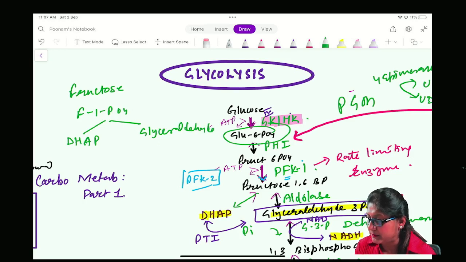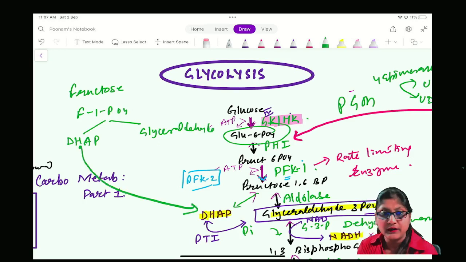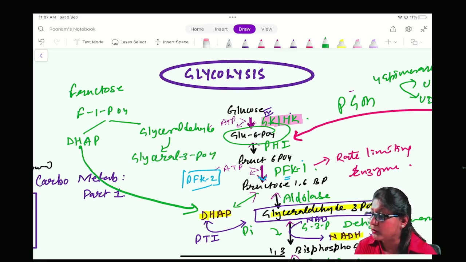That's it. DHAP is utilized in glycolysis. It will enter the glycolytic route, and glyceraldehyde will say, I also want to go into glycolysis, but as such it cannot go, so it has to get converted to glyceraldehyde 3-phosphate. Now you will ask how it will change. So there is triokinase, right? Triokinase will use 1 ATP to add the phosphate.